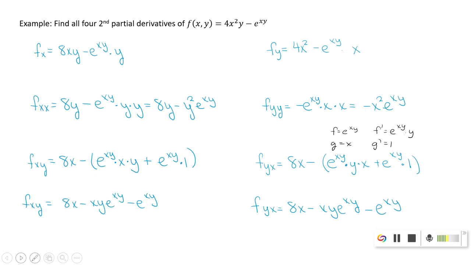And so there we have it. We've listed all 4 of our second partial derivatives. And there is something that happened here if you look closely at your answers.